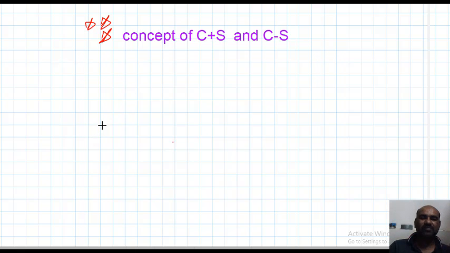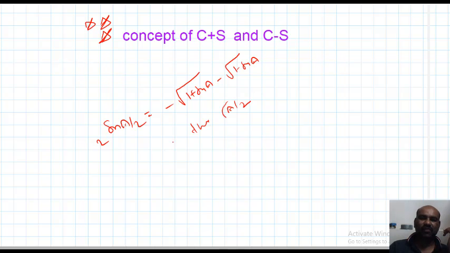For example, a problem is given like this: 2 sin a by 2 equal to minus root over 1 plus sin a minus root over 1 minus sin a. Then find a by 2, meaning we want to find in what intervals this happens. What values of a by 2 does this hold for? So this is not at all an easy problem.